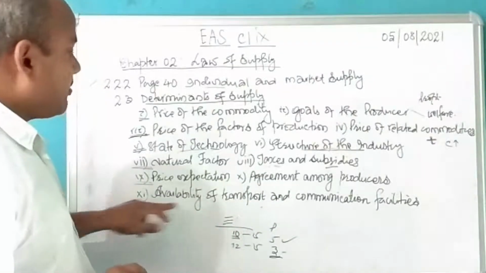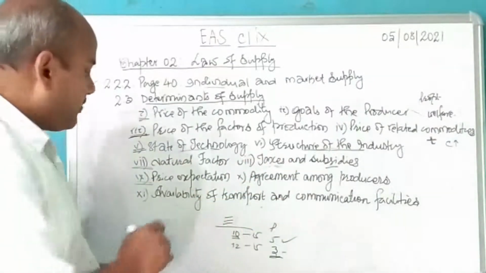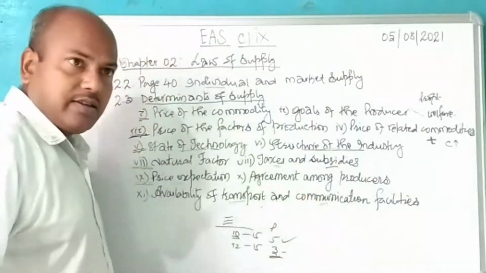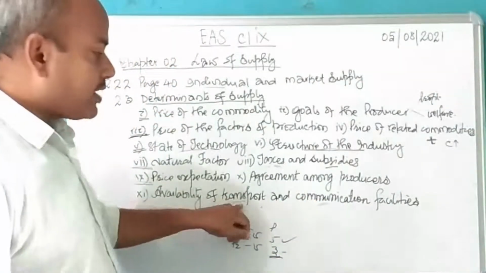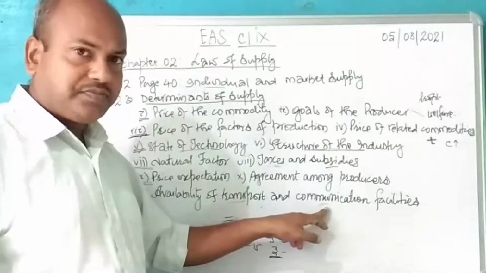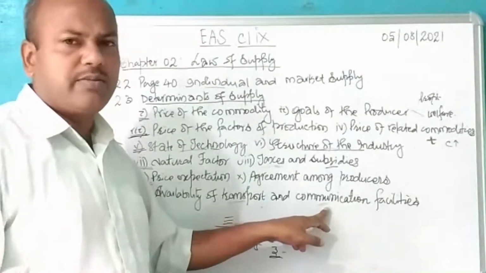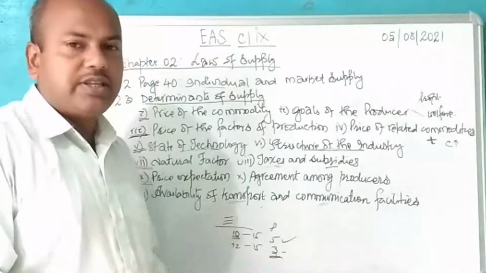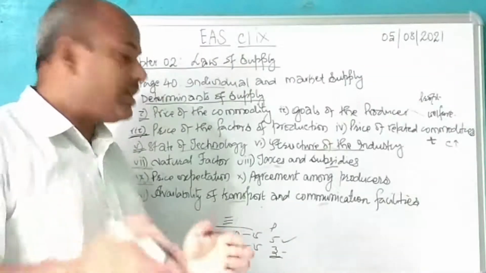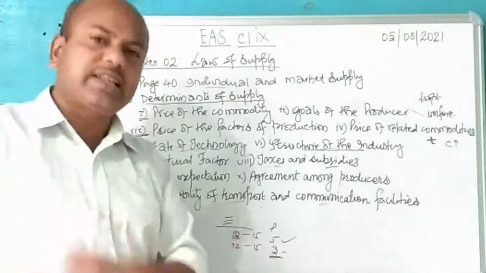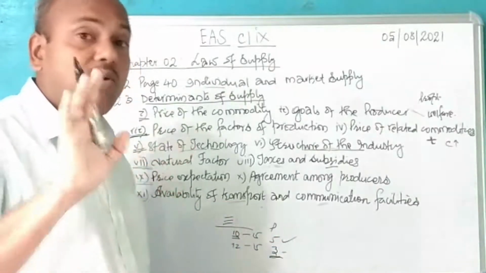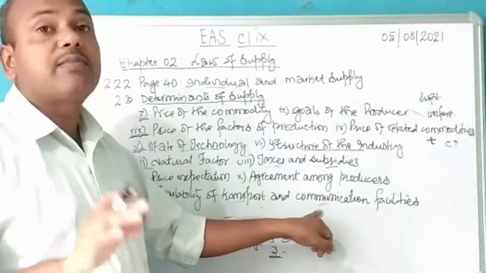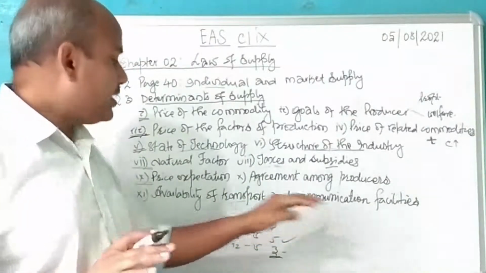And the last one is availability of transport and communication facility. If there is very good transport and communication facility, supplier can supply more and more. I am producing here, if I need to take it to the market, and if there is a good transportation facility, easily I can supply, no? But if there is no good transport and communication facility, then supply will be less. Okay, it's very simple.